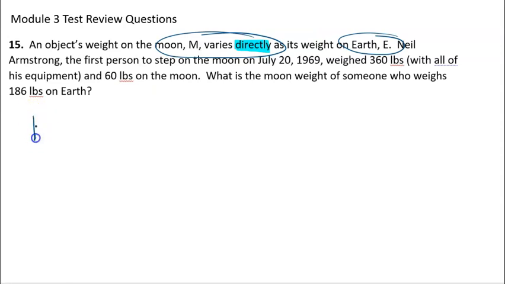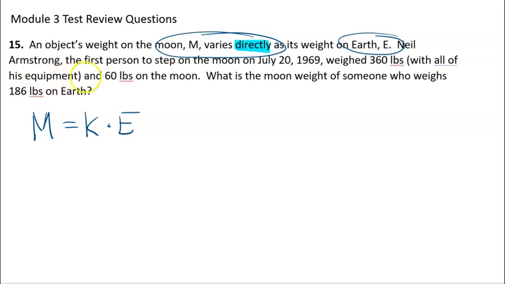So M varies means it has a K in it. Directly means you multiply, and then to what? The Earth. So that's always step one. You write all your variables, and it's got a K in it. If it would have said inversely, I just would have divided by E. The next line is going to tell you how to find K.